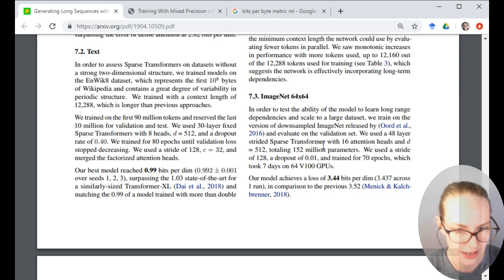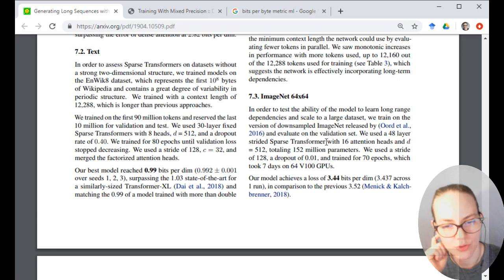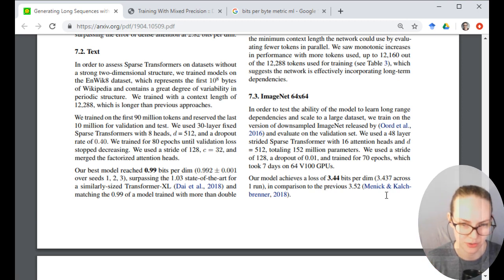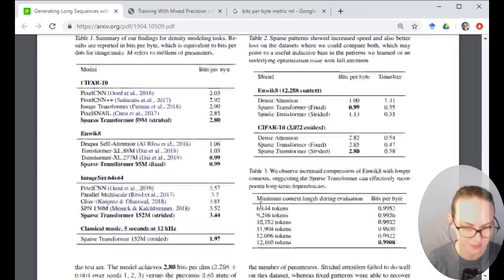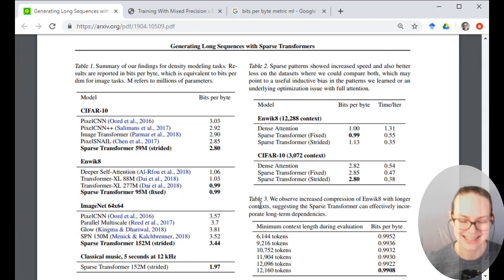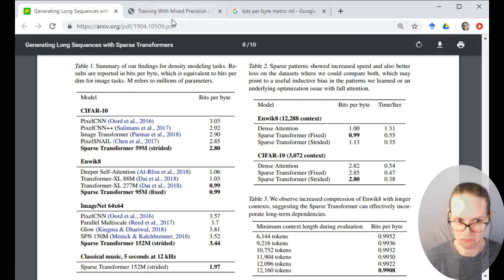All right. Our model achieves a loss of 3.44 bits per dim, 3.437 across one row, in comparison to a previous 3.52. Necroduke says, I say cats. Oh, that's a good one. Which is smaller. Sorry, that is less compression than they got on CIFAR-10, and I believe ImageNet is much bigger than CIFAR.